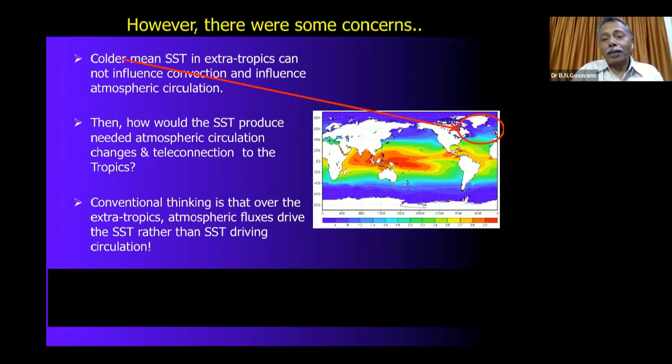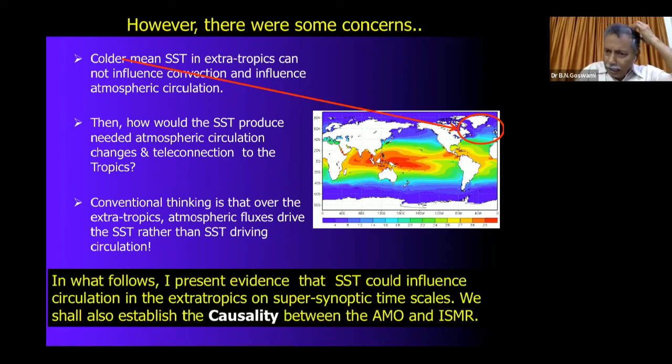So it is still a problem. How do you understand that? The other thing is the question of causality. Of course, association is there between sea surface temperature in the North Atlantic and the ISMR, but is one driving the other, or is ISMR affecting the North Atlantic SST in some way? So we don't know. So we have to actually resolve the causality issue as well.